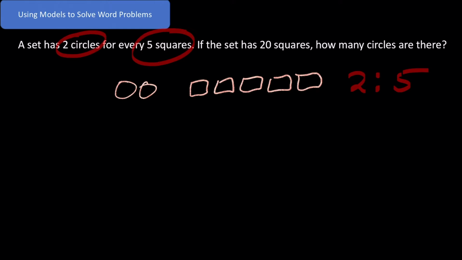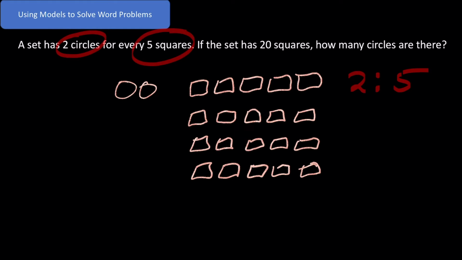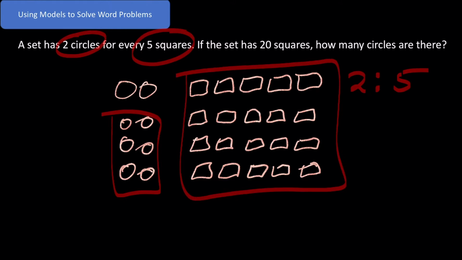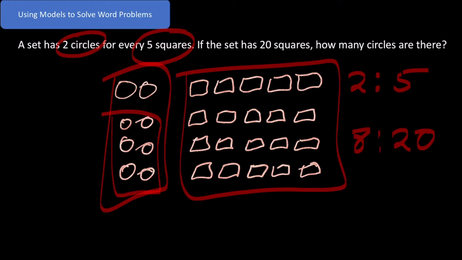Okay, and if we use models to figure out the problem, I draw in the 20 squares and then I can very easily see how many circles I would have in total. So for every 20 squares, I am going to have 8. And I can double check that with a little bit of easy math, so that would be times 4 and times 4. They should be the same.